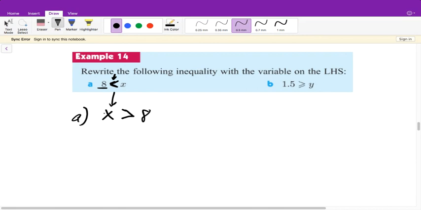All right, so you don't necessarily have to rewrite it like this. However, I anticipate that there would be a lot of mistakes if you do not know how to rewrite it and make sure your variable's on the left-hand side.